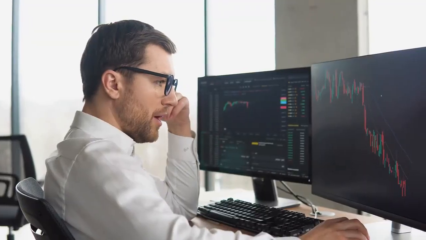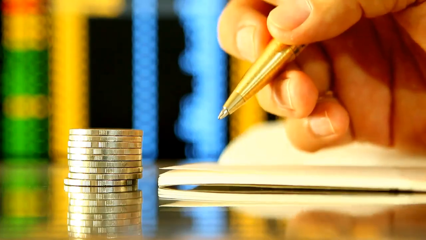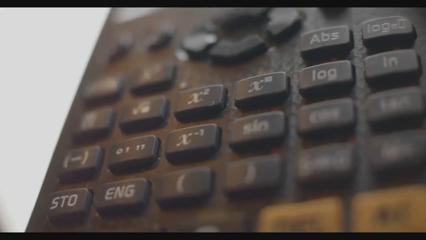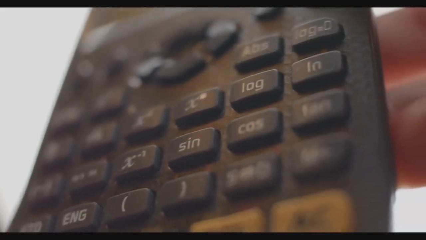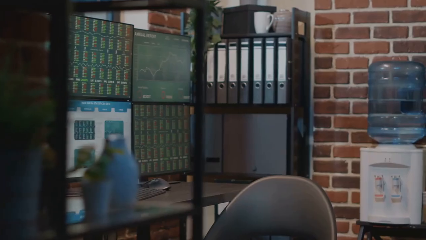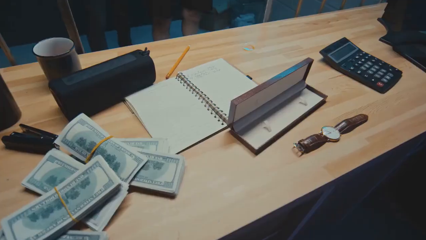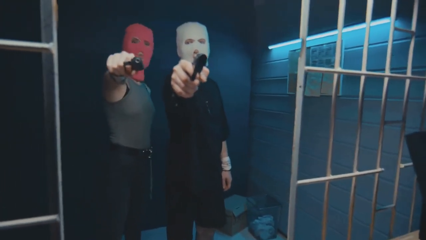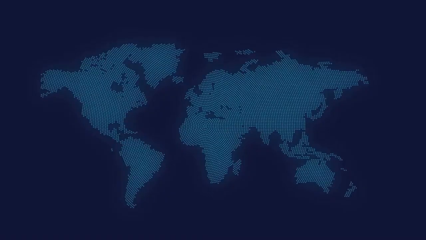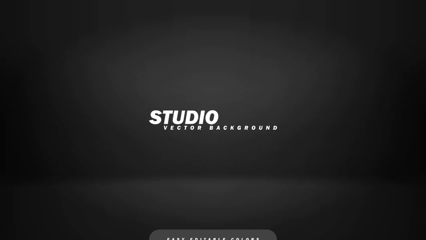A professional rule is simple. Risk only 1% to 2% of your account per trade. Example, if your account is $100, 1% risk, $1 per trade. 2% risk, $2 per trade. If your account is $1,000, 1% risk, $10 per trade. 2% risk, $20 per trade. This means if your stop loss is hit, you only lose that 2%, not half your account.